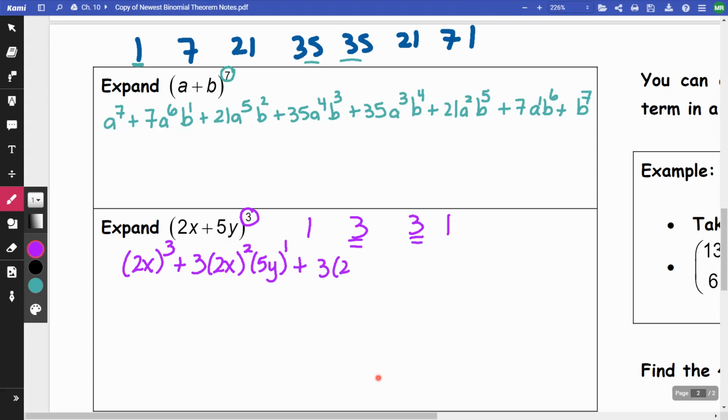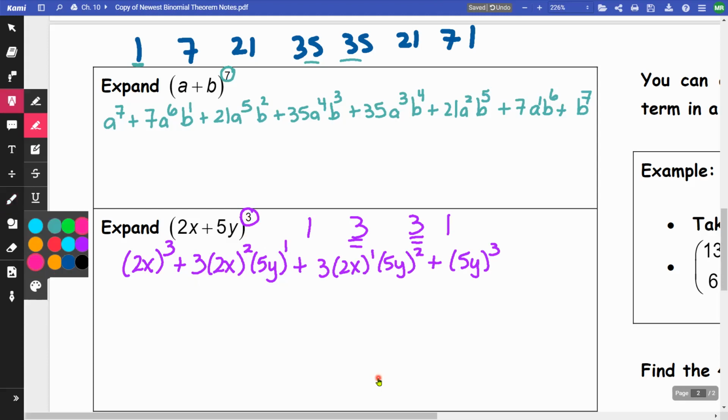So 3 times 2x, this time to the power 1, and my 5y is going to be 1 plus 2. And then my 1, that's going to be my 5y. This time this is going to be a 3. So as you're looking at these exponents, my 2x is to the third, to the second, to the first, and then to the 0. And then my 5y: I have no 5y at the beginning. Then it goes 1, 2, 3. Okay, so one of them's going down, the other one's going up.